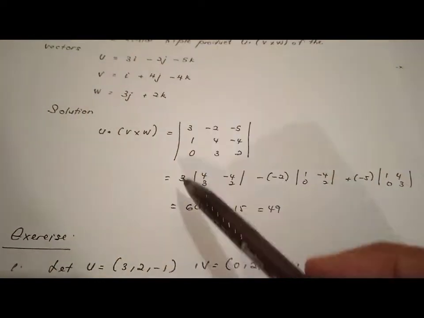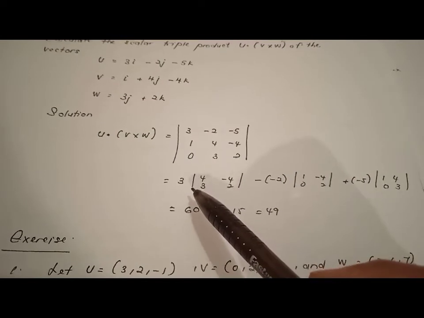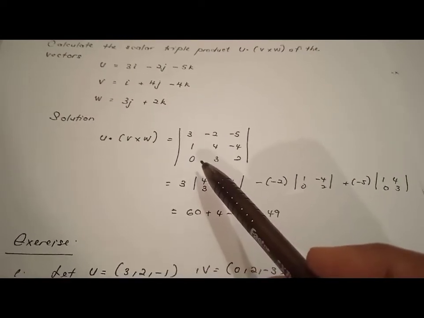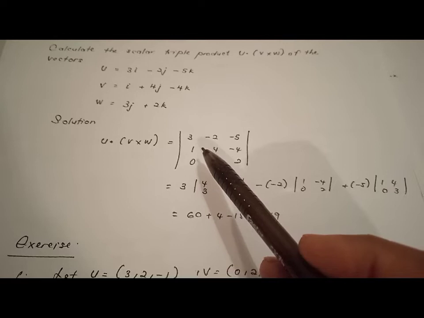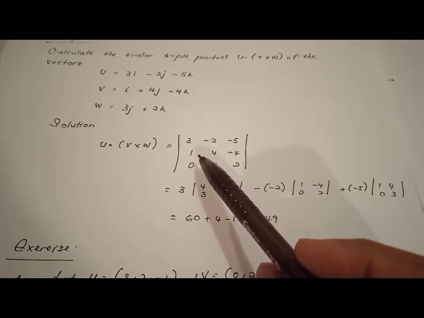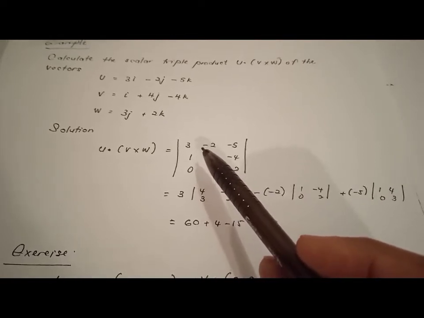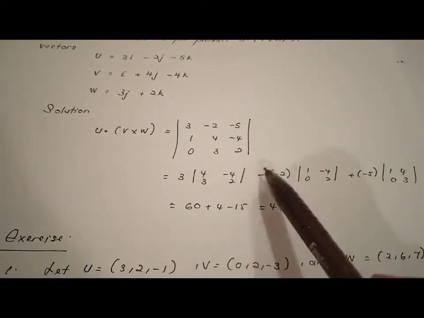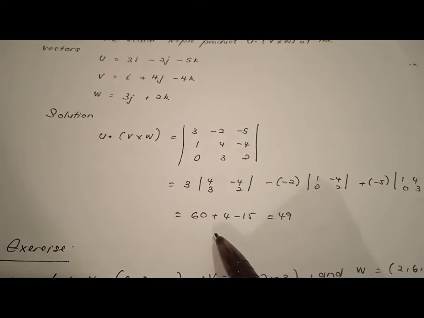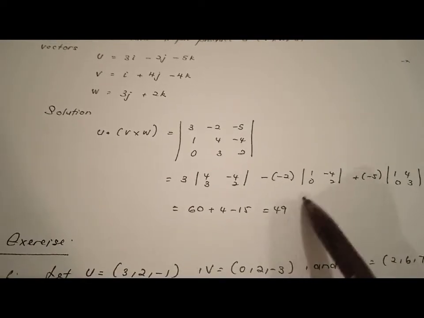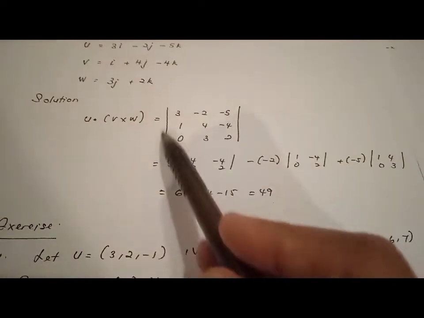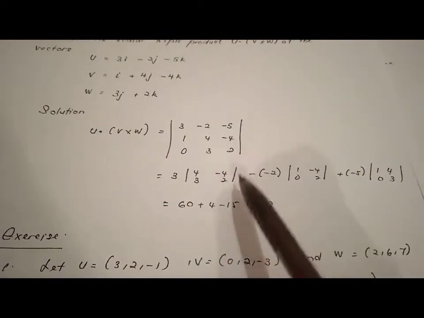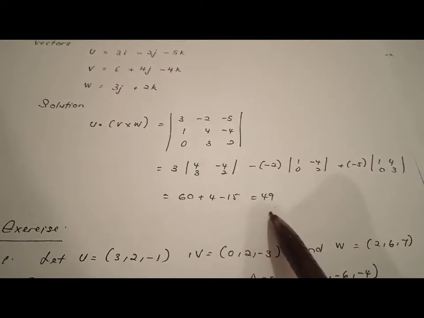Okay, now find the solution of this scalar triple product. You find this determinant. So the answer is 49. Okay, try to calculate the determinant of this 3 times 3 matrix. So finally the answer is 49.